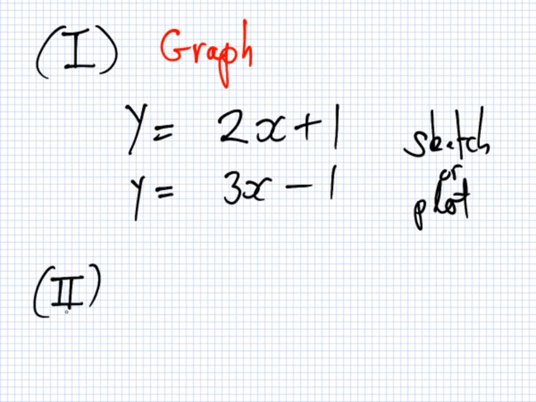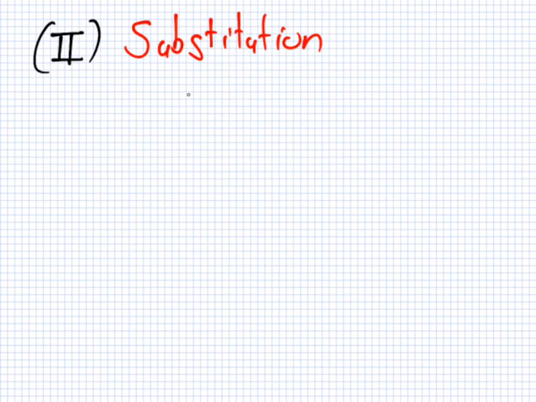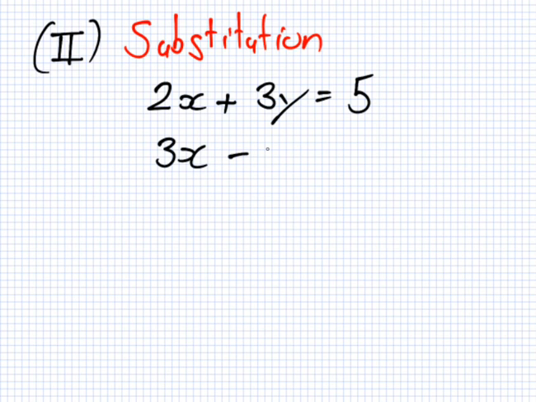So let's have a look at the graph. Okay, and what was my first equation? Y equals 2x plus 1. Okay. And let me draw that for you. And the second equation? Y equals 3x minus 1. Okay. So we learned how to draw these yesterday. Let me zoom out a bit.